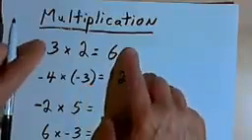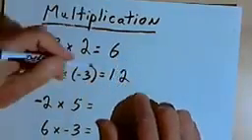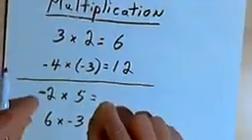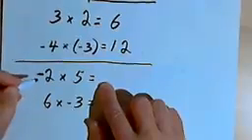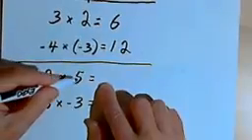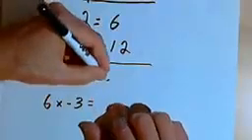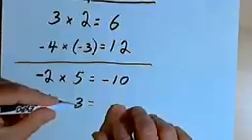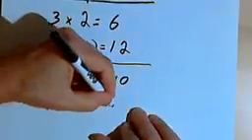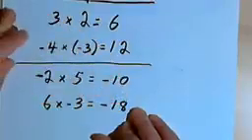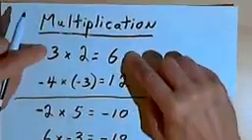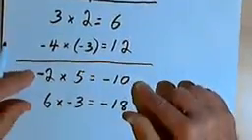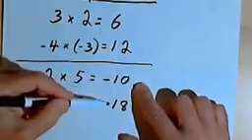Okay, so if both the signs are positive or both the signs are negative, your product will be positive. If the signs are different, the product will be negative. So if I have negative 2 times positive 5, that's going to be negative 10. If I have 6 times negative 3, the signs are different, that's going to be negative 18. So once again, for multiplication, if the signs are the same, the product is positive. If the signs are different, the product is negative.